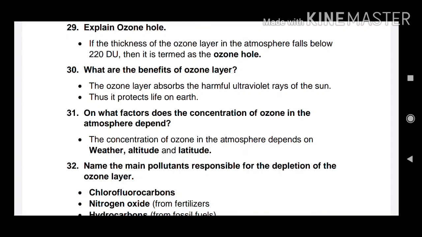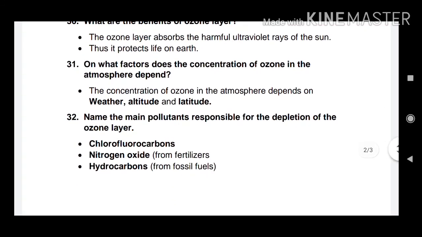Next question, on what factors does the concentration of ozone in the atmosphere depend? The concentration of ozone in the atmosphere depends on three things. One is weather, the next one is altitude, in other words height of a place from sea level, and the third one is latitude.